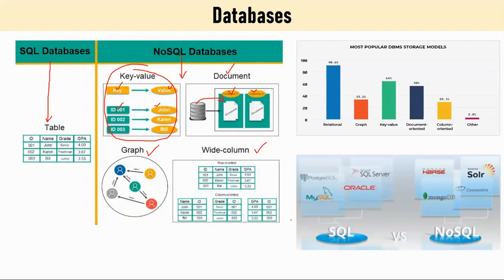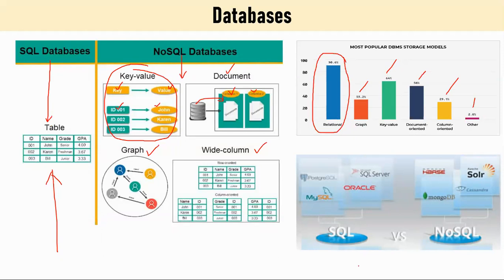Even though 80% of the data is unstructured data, 90% of the data engineers are working on the relational databases only. That means where, sir? Here. Only 10% are working on the graph, the key value, the document, and the column oriented. So 90% are working on the SQL databases. And the graph database is 33%, 64.